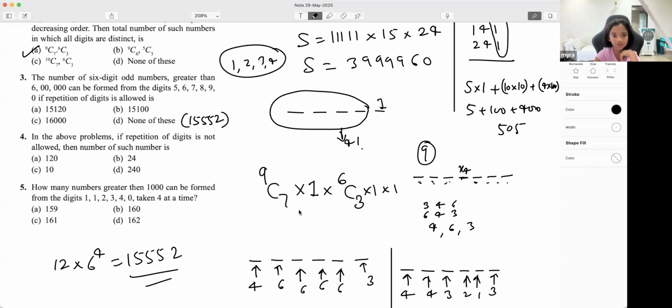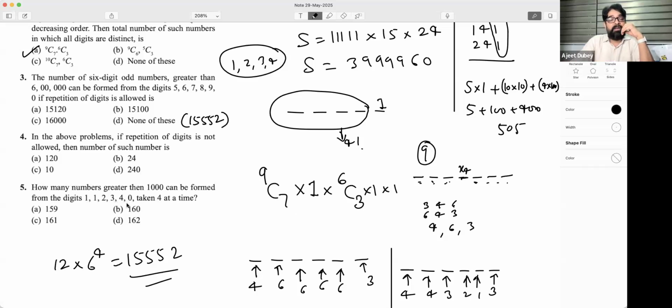Okay, sir. So there is repetition only of the digit 1. From then, all other digits will come only once. 1 can come 2 times. Sir, what does it mean by taken 4 at a time? It means out of these 6 digits, you have to take 4 at a time because you are going to form the 4-digit number.